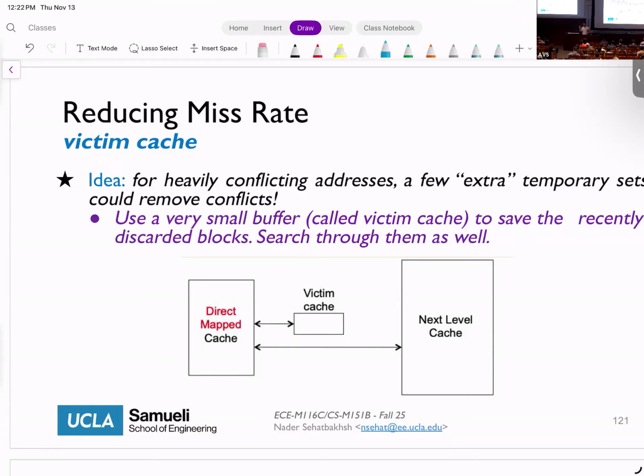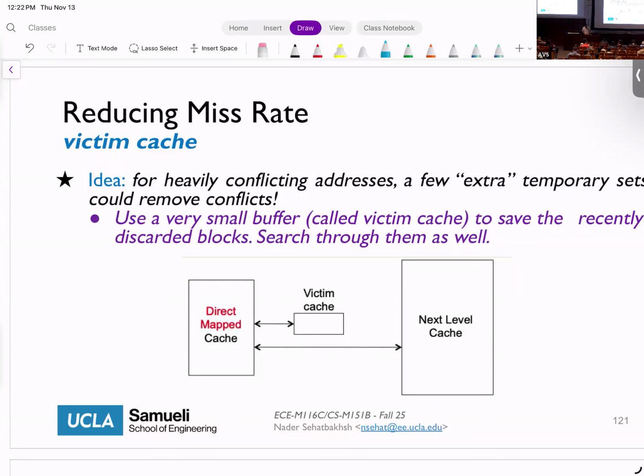Of course, you cannot remember everything, because if you remember everything, that becomes the cache itself. But this is a very tiny cache, usually like 4 to 8 entries. That's how small it is. But you can just remember the last 4 things or last 8 things that you have evicted. The nice thing about this victim cache is that it is very, very useful when you have conflicting addresses, okay?